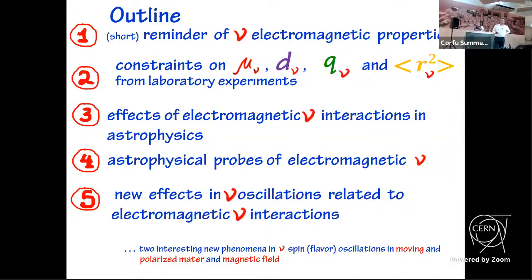Then we shall deal with neutrino electromagnetic interaction with astrophysical environments, and also consider the astrophysical probes of neutrino electromagnetic properties. And in the final part of this presentation, I will deal with some new effects in neutrino oscillations that first are due to electromagnetic properties of neutrinos, and in addition, which are not electromagnetic by their nature, but mimic the results that can be expected from a manifestation of neutrino electromagnetic properties.